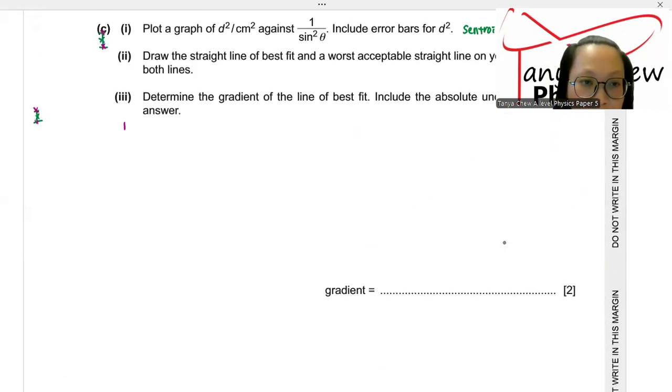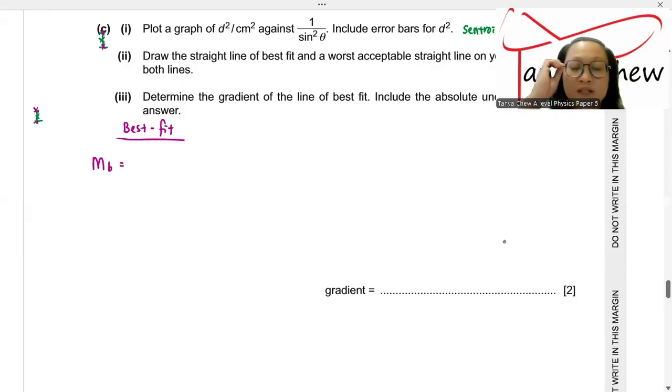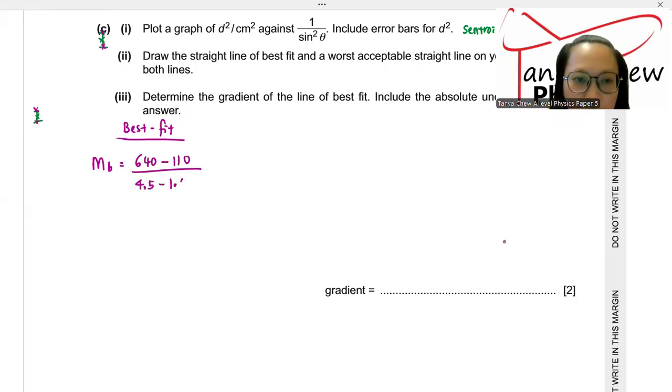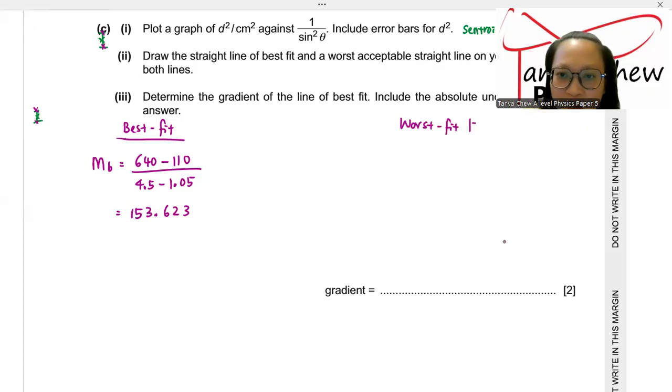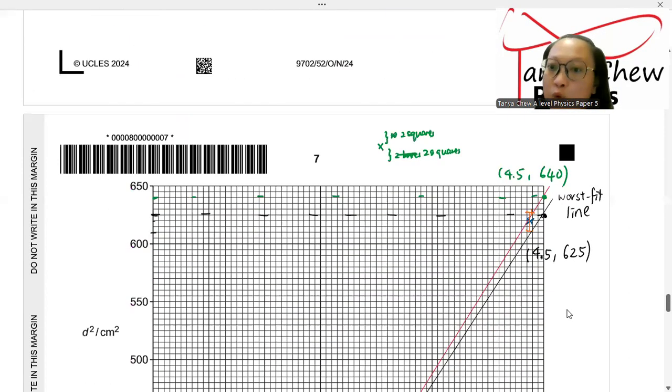So gradient, I put M best, that means the gradient of best fit. Y2 minus Y1 divided by X2 minus X1. So I take 640 minus 110 divided by 4.5 minus 1.05. So I get 153.623. It doesn't matter how many significant figures I put in because this is not my final answer. This is just my intermediate answer. And for the worst fit line, I get the worst gradient of the worst fit. So you depend on the worst fit only.